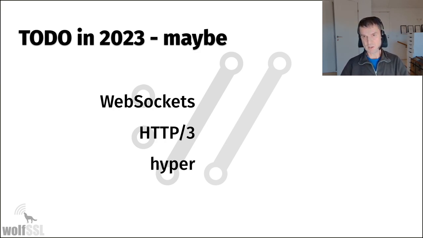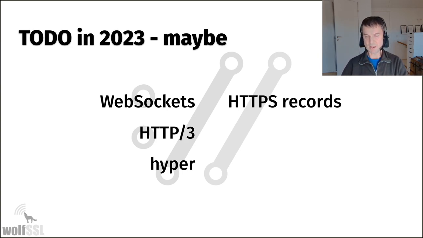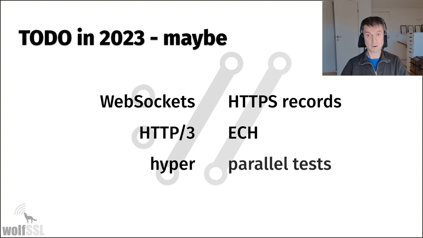WebSockets, HTTP3, Hyper, and they're all experimental today. I want to remove the experimental label. I want to get into HTTPS records and ECH, and I'll explain in a few minutes exactly what they are. Parallel tests, to parallelize the test suite to make sure that we can run all the tests better and faster going forward.